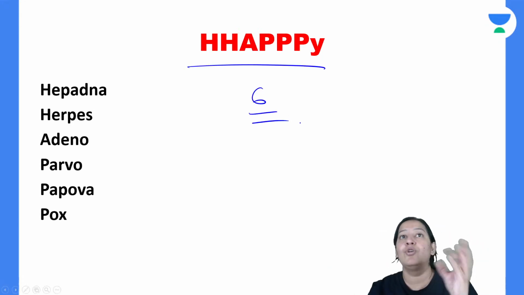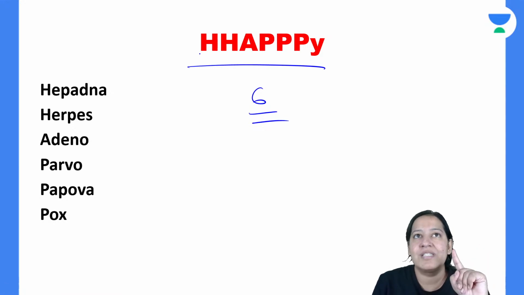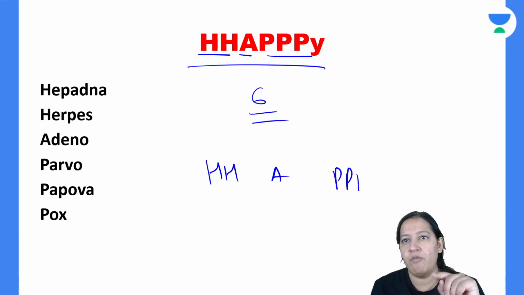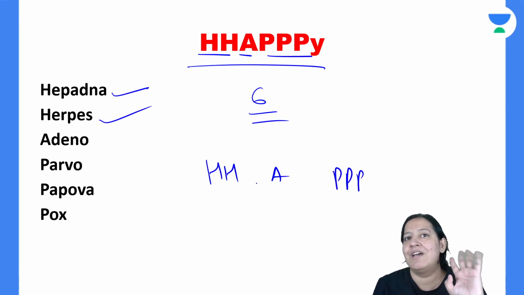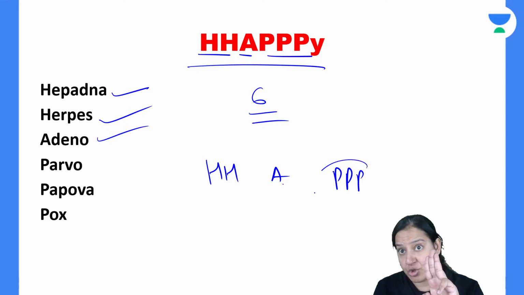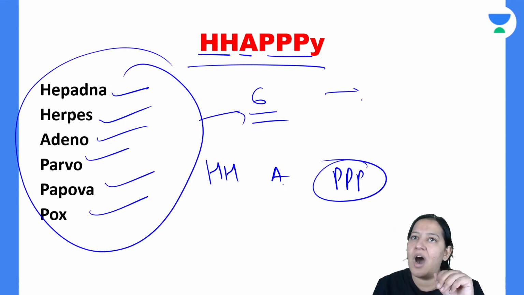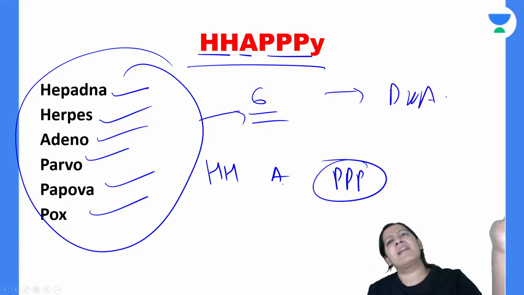All others are RNA. You should know the names of DNA viruses. So it is double H, A, triple P. What are the 2 Hs? Hepadna and herpes. What is the 1 A? Adeno. What are the 3 Ps? Parvo, papilloma, pox. So these are the 6 viruses which are DNA. Remaining all viruses are RNA.